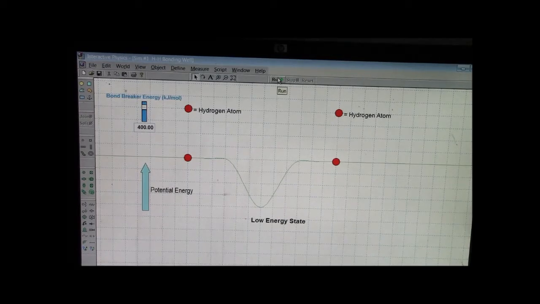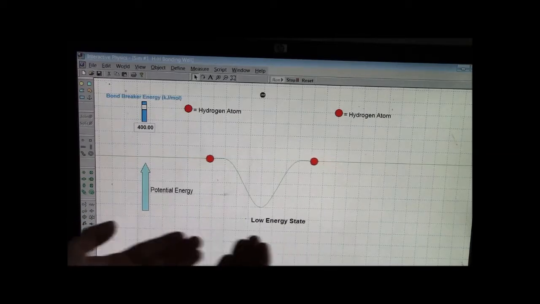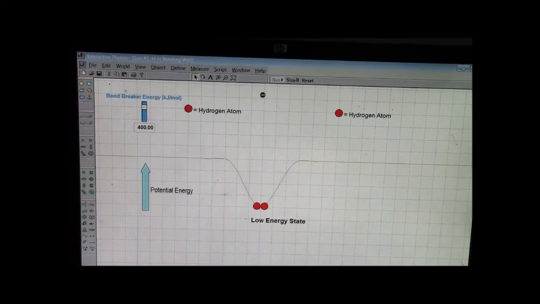It requires energy to break a bond. The bonding process is natural. These will automatically come together. We can try to break the bond using energy.